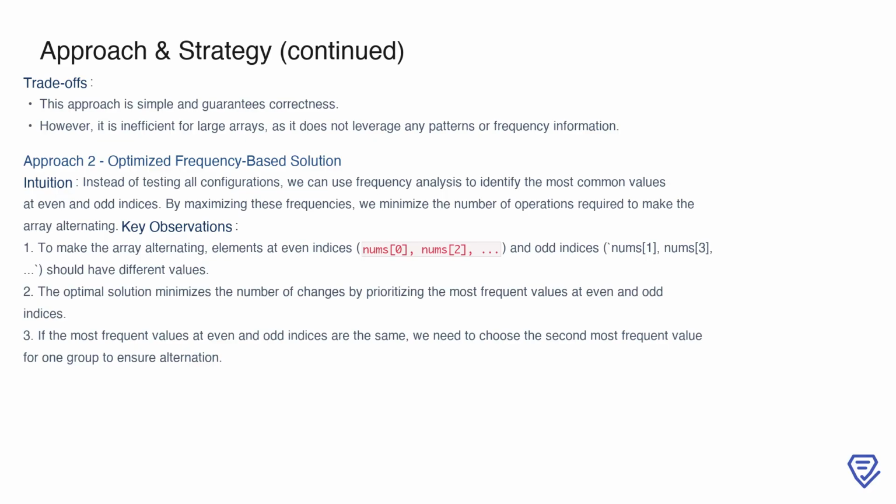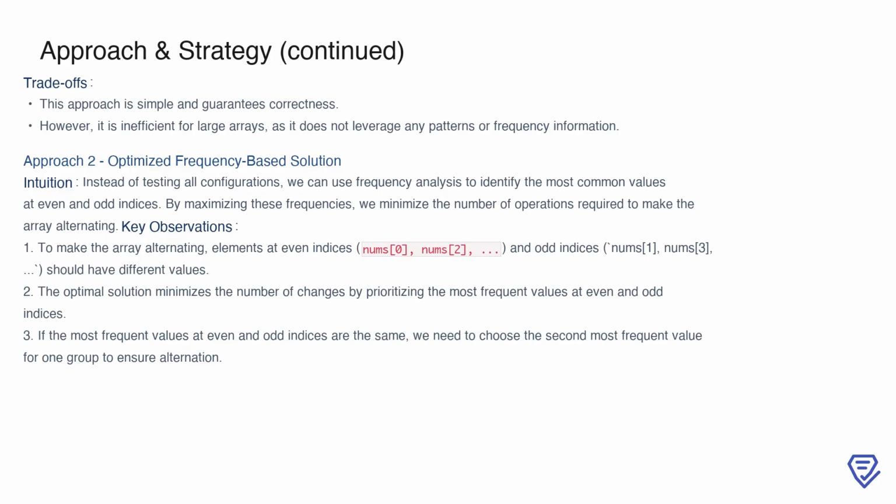The optimal solution focuses on maximizing the frequency of these values, as this directly minimizes the number of changes required. If the most frequent values at even and odd indices are the same, we can resolve this conflict by choosing the second most frequent value for one of the groups.